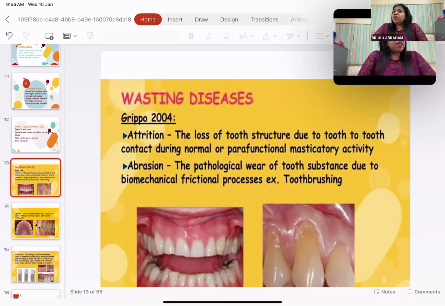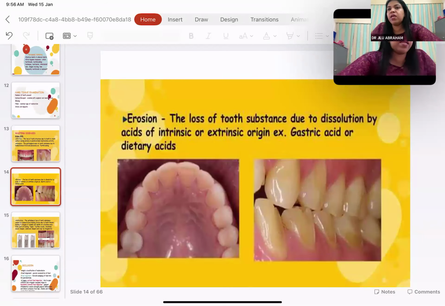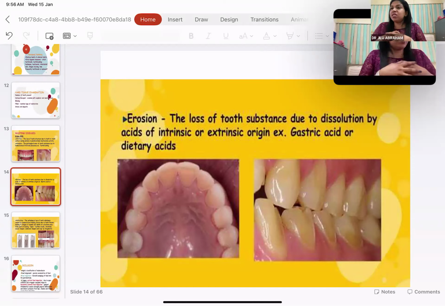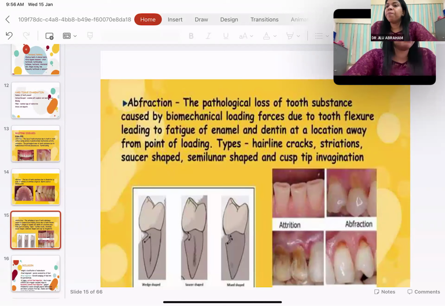And abrasion is mainly due to biomechanical frictional force that is caused by toothbrushing, excessive toothbrushing or faulty toothbrushing technique. And erosion is mainly caused because of GERD, that is gastroesophageal reflux disorder. That is mainly due to the dissolution by acids, either extrinsic or intrinsic. Intrinsic is gastric acid, the GERD that I have already mentioned right now. And dietary acids, like if the patient is consuming more hydrated drinks and all, there will be chances of getting erosion; it is most common in such patients.